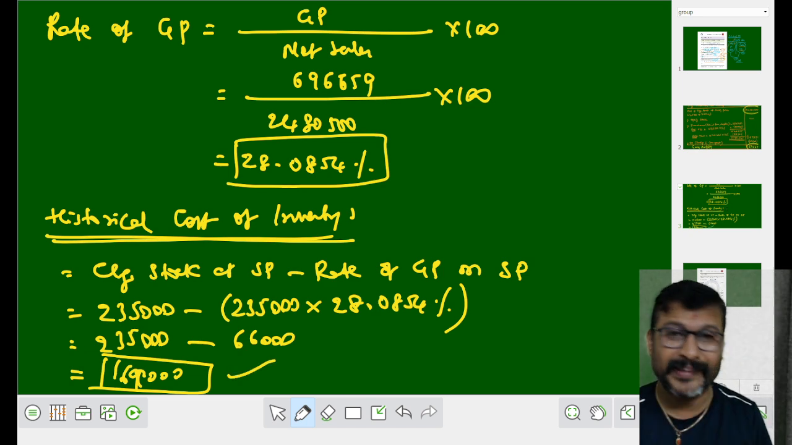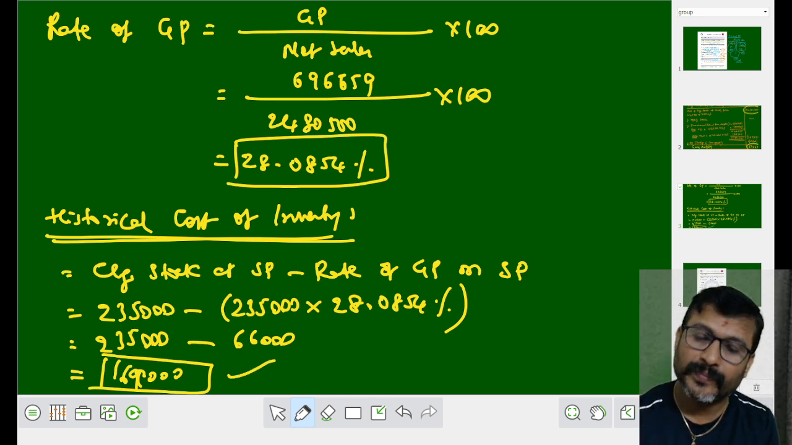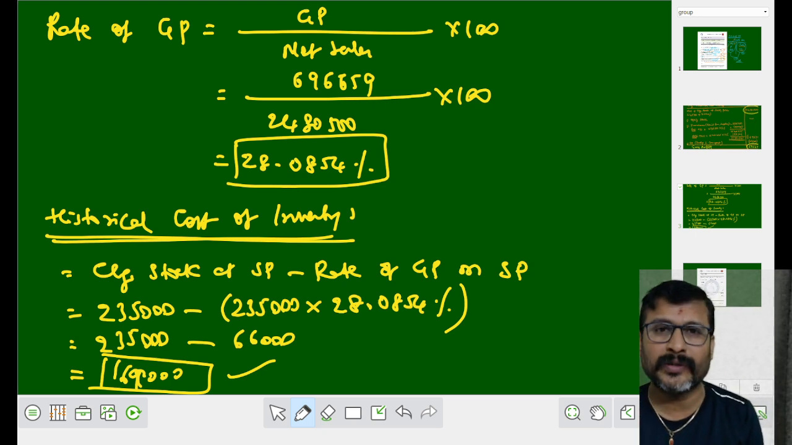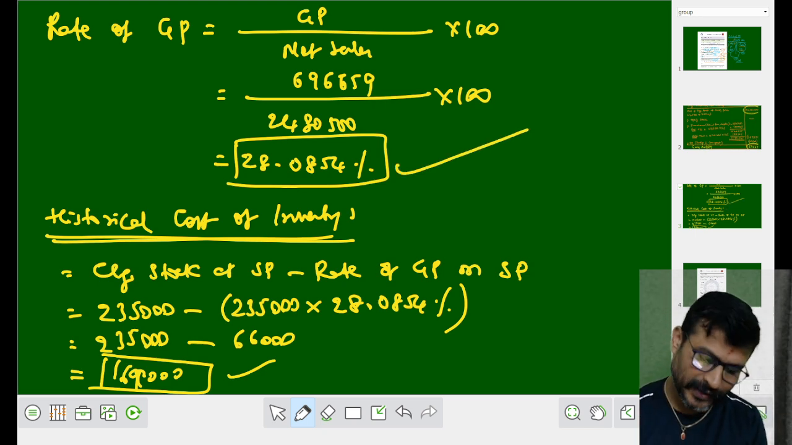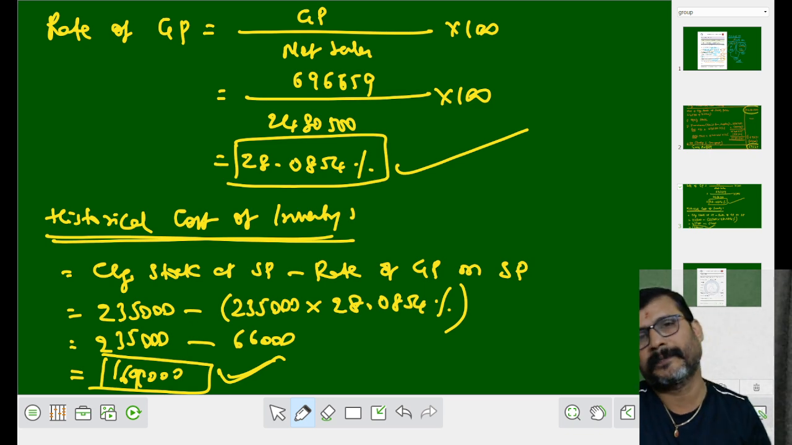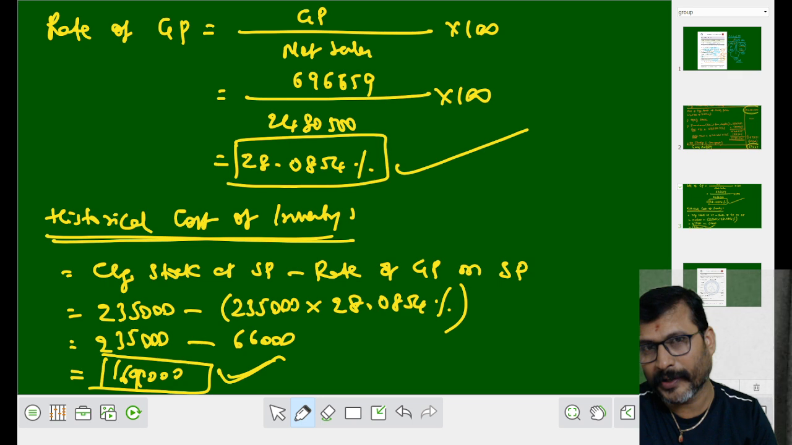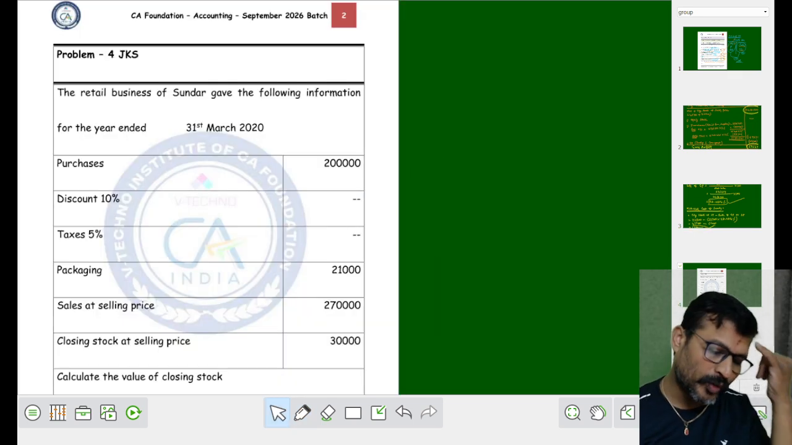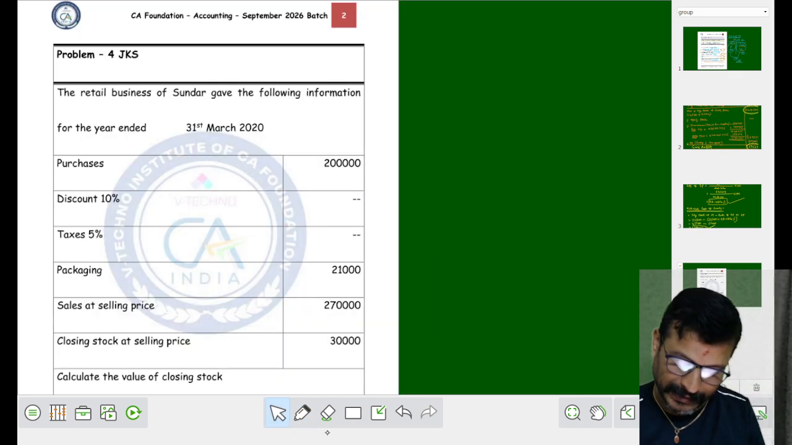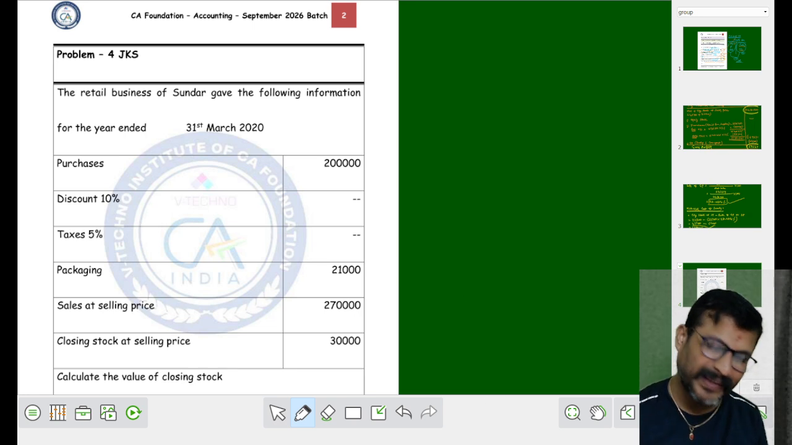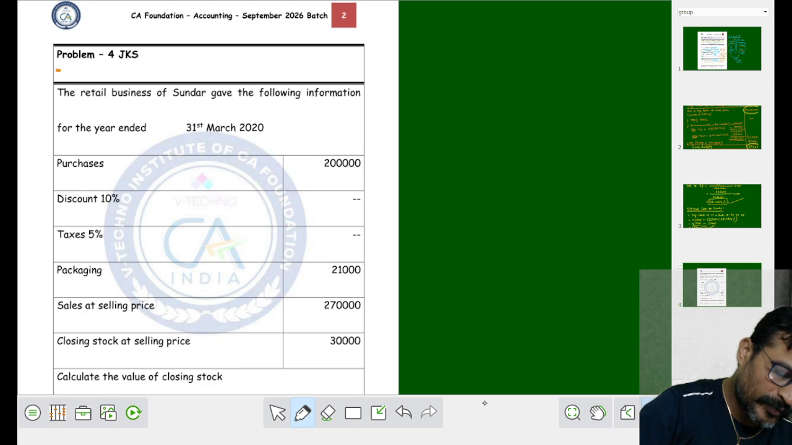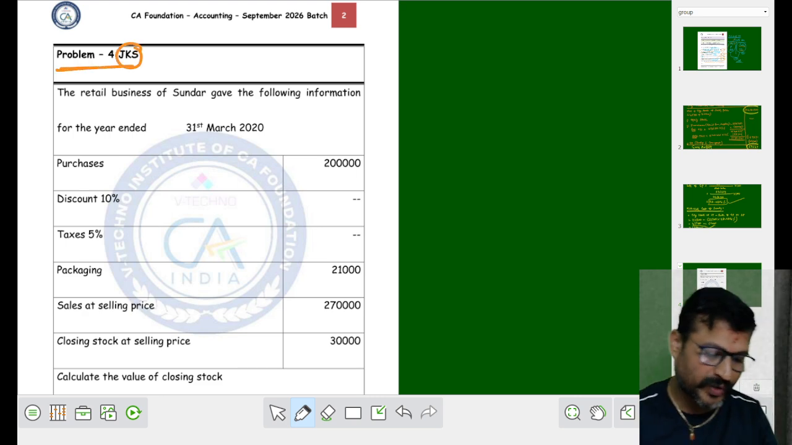Did you understand the third problem, class 2? Did you understand how to work it out? This is the rate of gross profit, this is the value of closing stock. I hope you got it right. Let me move on to one more problem in the same class itself, a very simple and small problem. This is a problem from JK Shah material, my dear student.